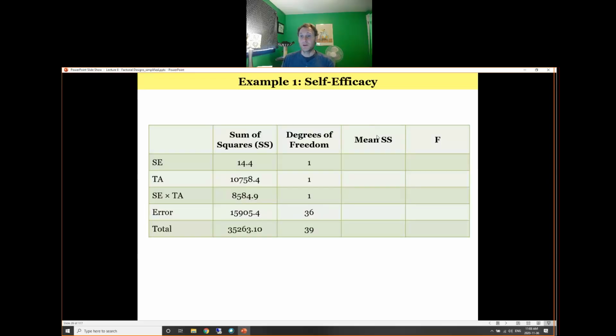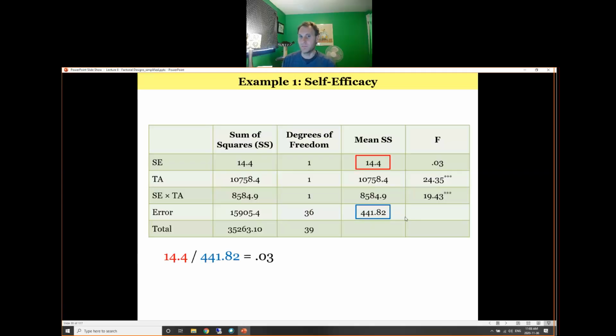Like before, to compute our mean sums of squares column, we simply just divide across. So 14.4 divided by 1 is 14.4, and these three are all easy. We're dividing by 1 in this case. Here we have 15,905.4 divided by 36, which is 441.82.